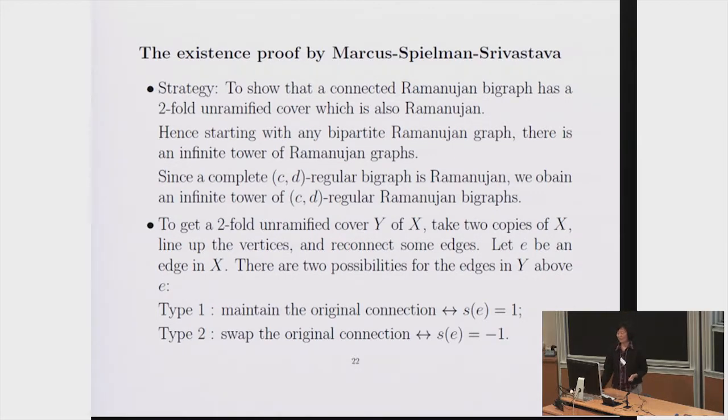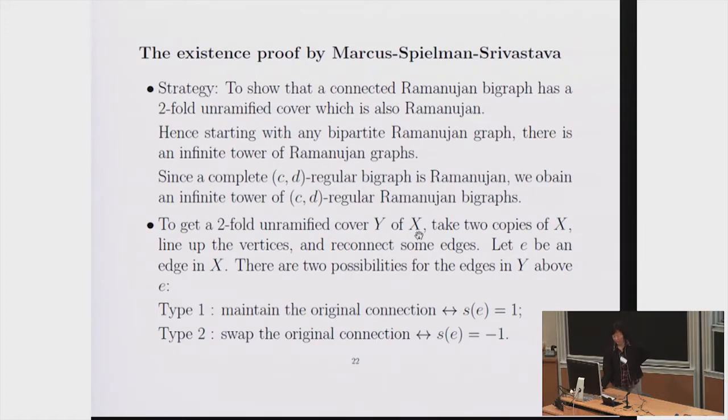Now let's look at a special case. How about the (c,d)-regular bigraph? All we need is that I can start with a Ramanujan graph, and then I will have a tower. In this case the bottom graph is trivial, the complete (c,d)-regular bigraph. That is Ramanujan. So we can get an infinite tower. Okay. So let me explain a little bit.